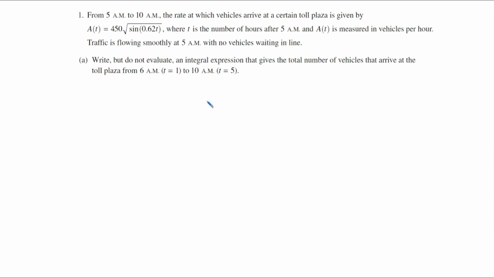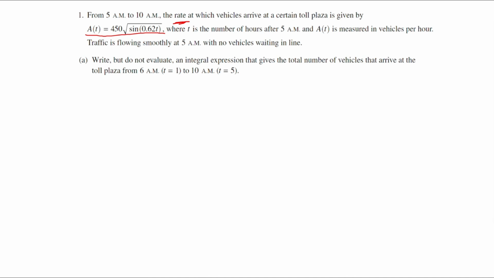All right, so this is question number 1 from the 2022 AP Calculus AB exam. It's a calculator question, and it's one of the rate FRQs where they give you a function that represents a rate of something. So from 5 a.m. to 10 a.m., we have vehicles arriving at a certain toll plaza, and the rate at which they do that is given by A of t, this function here. T is the number of hours after 5 a.m., and A is measured in vehicles per hour.